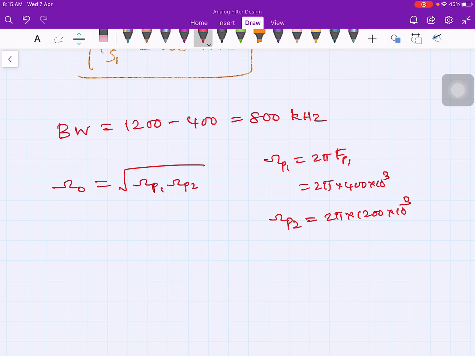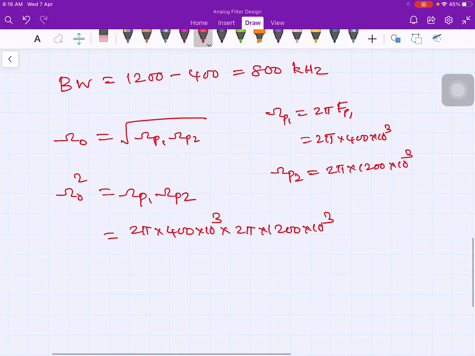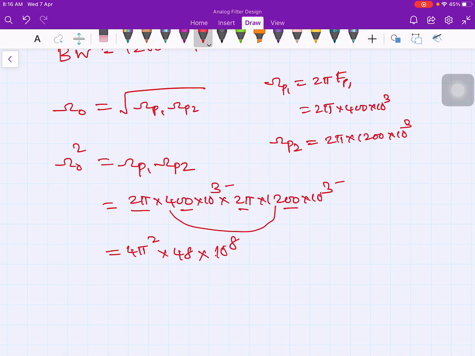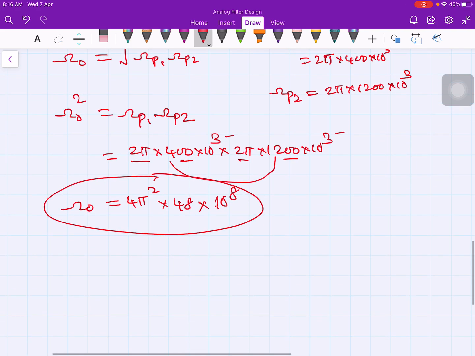So I don't want omega naught, in fact I need omega naught square. Okay, we need only omega naught square. So omega naught square is equal to omega p1 omega p2. So 2 pi times 400 times 10 to the 3, 2 pi times 1200 times 10 to the 3. So 4 pi squared times 4 times 12 times 10 to the 3, 10 to the 3, 10 to the 8. Okay, so this is my omega naught square. So I have written in this particular form so that I can make simplification.